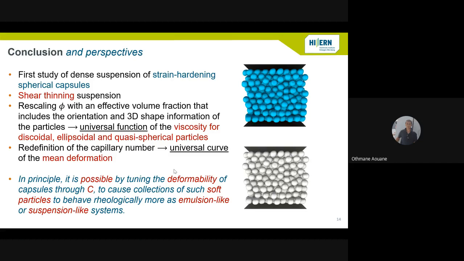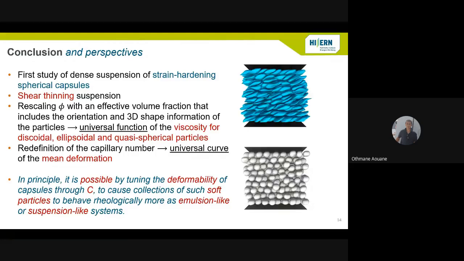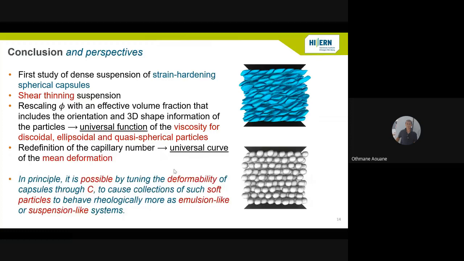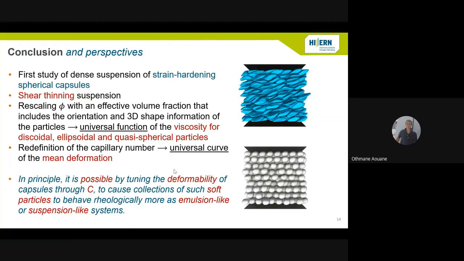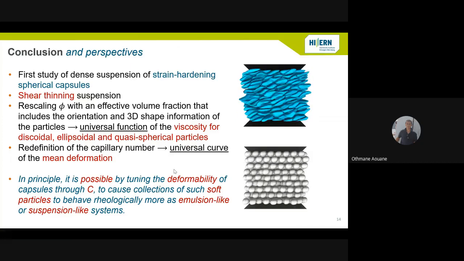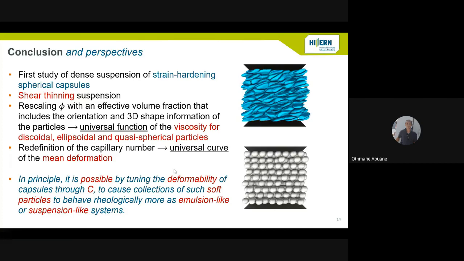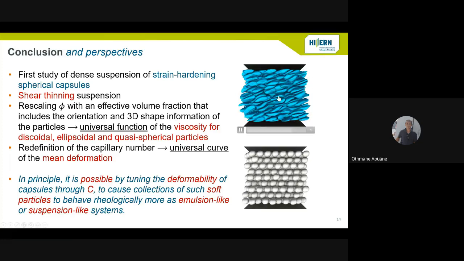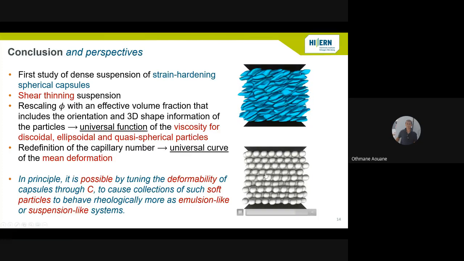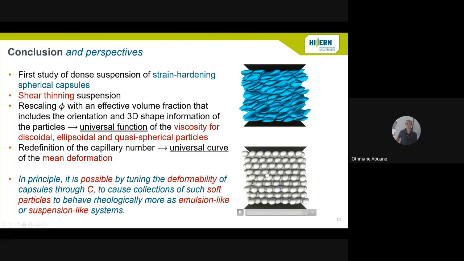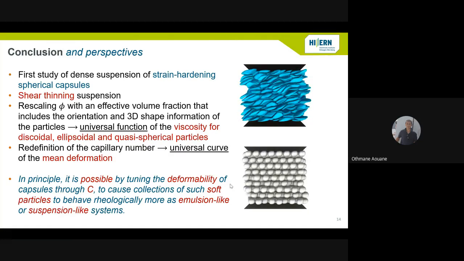And last but not least, in principle, we can use capsules as a model to replace drops in soft glassy materials, because the mechanics of capsules allow you to tune the elasticity for the same set of parameters and have a transition from a system which would behave more like an emulsion, like in the first movie, or more like a suspension, like in the second movie here. So yeah, thanks for your attention.